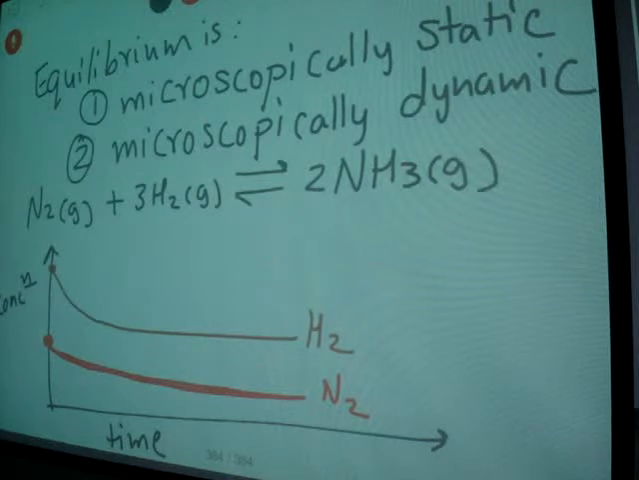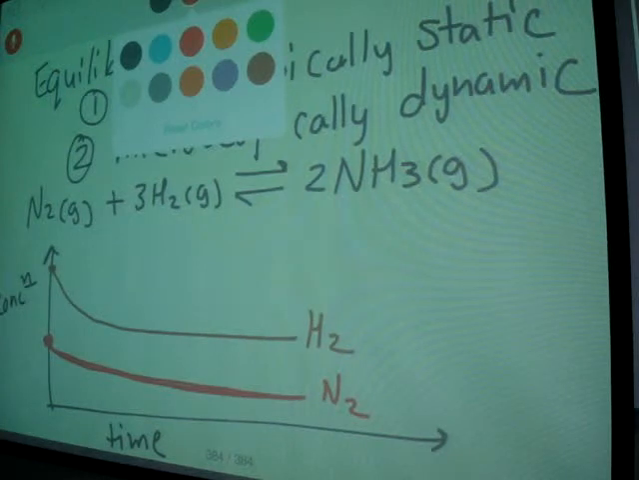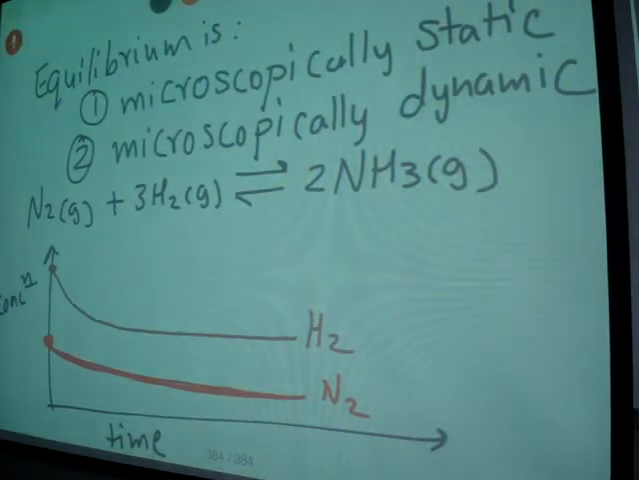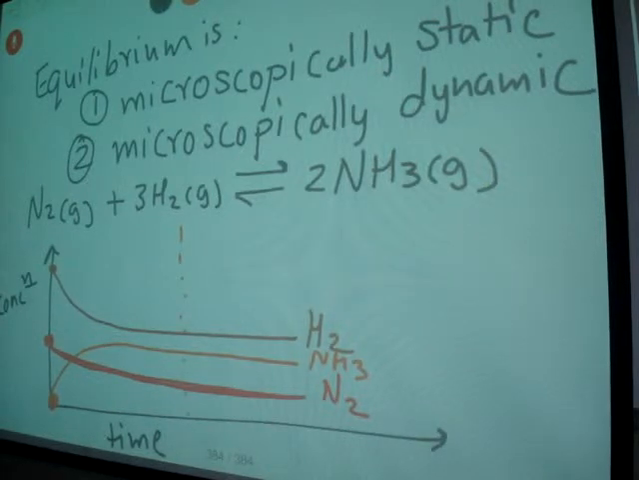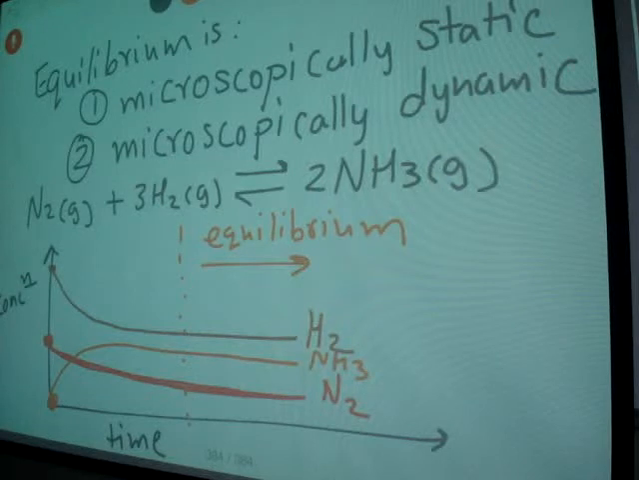Now we take NH3 concentration. I'm going to change color. Initially NH3 is 0, then it starts forming, and since it is 2 moles between H2 and N2, that's NH3. Now you can see at one point equilibrium is established in that reaction.